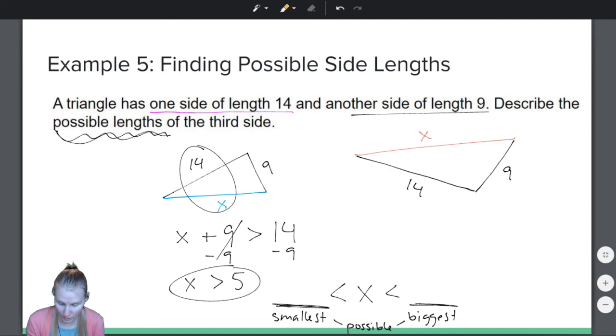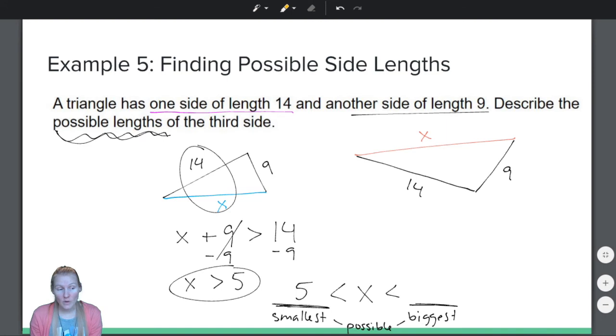Okay, so that's the smallest possible side. X could be 5, and that is the smallest that x could be. Or sorry, x can't be equal to 5. X needs to be bigger than 5. So 5.00001, something close to that, is the smallest possible side.